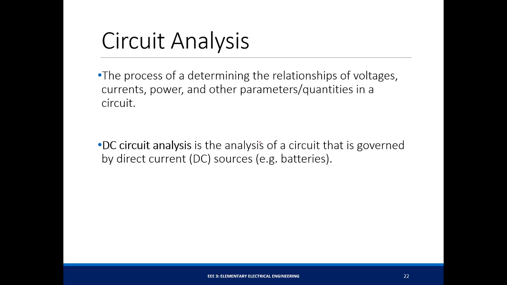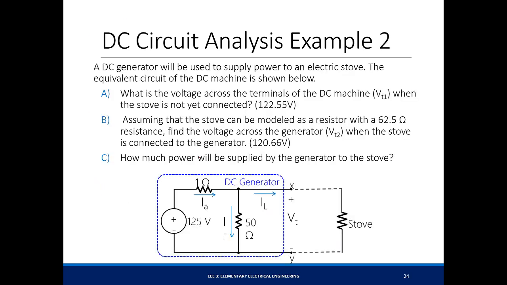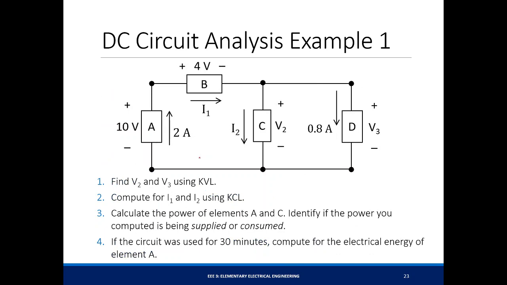So we go now to circuit analysis. It's the process of determining relationships of voltages, currents, power, and other parameters in a circuit. A DC circuit is the analysis of a circuit with constant voltage or constant current sources. So basically, there are no changing voltages and currents within that circuit. Therefore, everything is constant. So for example, let's look at this circuit right here.